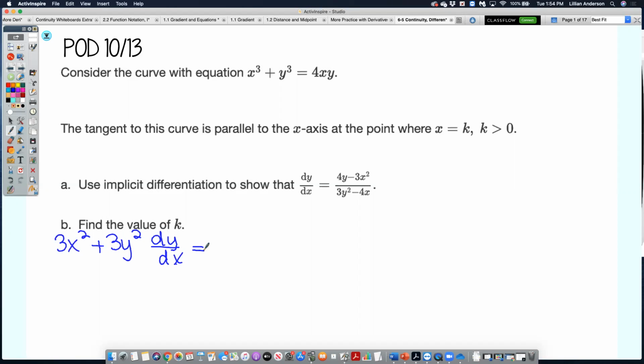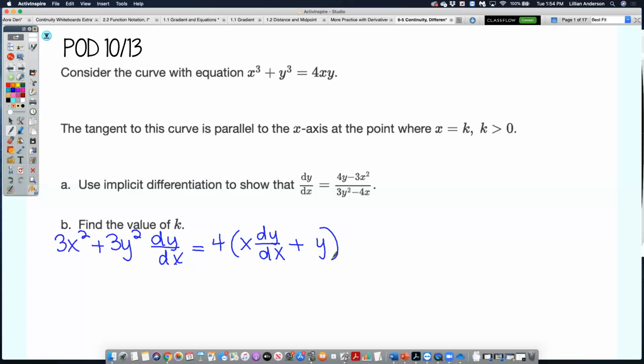In order to do this for the 4xy, what rule are we going to have to use? Product, okay? I'm just going to take out the 4, I'm not even going to worry about the 4 right now. I'm going to do product rule to the x and the y. So remember, the product rule is the first times the derivative of the second, plus the second times the derivative of the first. So the first is x, times the derivative of the second. What's the derivative of y? 1 dy/dx, plus the second, which is y, times the derivative of the first, which is 1.